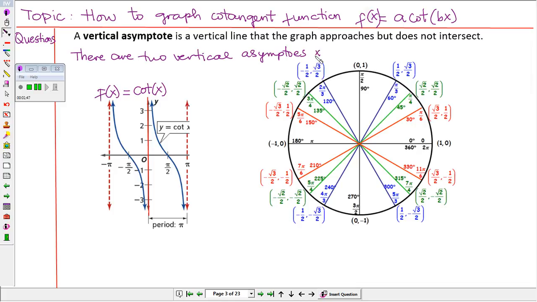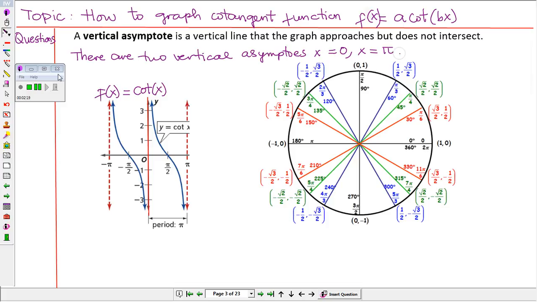So I'm looking at the period, which is pi, the interval from 0 to pi, so that will be x equals 0 and x equals pi. And of course the second period on the left-hand side goes to x equals negative pi, and they share x equals 0 as the vertical asymptote. So I'm just looking at one period only.